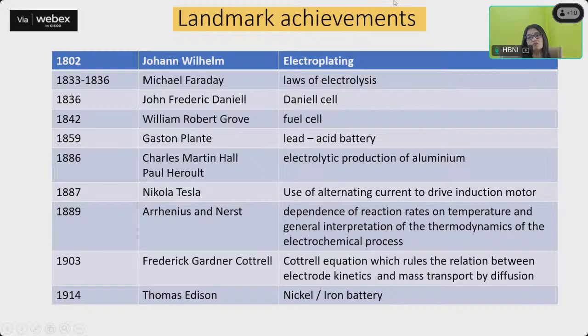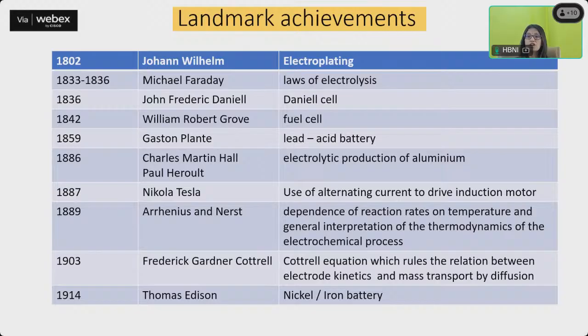What were the landmark achievements before we go into what these batteries are and how we do electrochemical energy storage? There are a few landmark achievements which happened in this field. First and foremost were the laws of electrolysis, brought forward by Michael Faraday, in 1833 to 1836. Followed by this, the Daniell cell, invented by John Frederick Daniell in 1836. Then the fuel cell, by William Robert Grove in 1842. Then we had the lead acid battery, which we use even today, which forms the workhorse of many different applications. That was by Gaston Plante, in 1859.